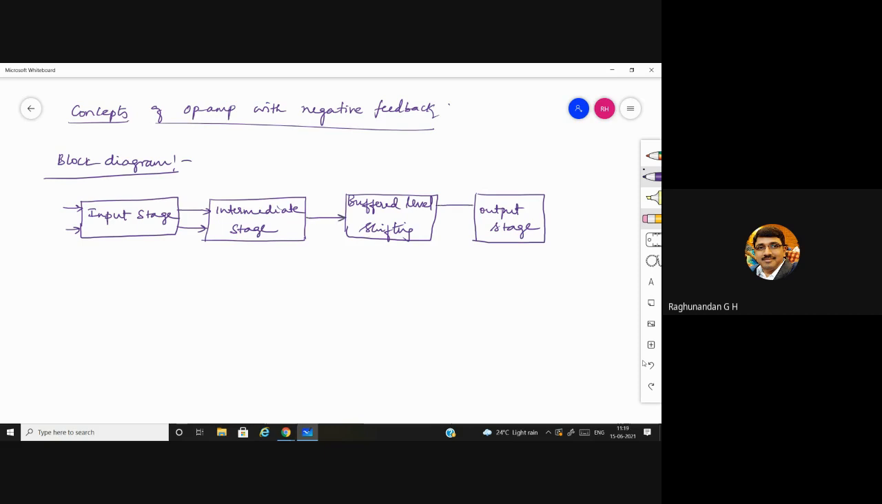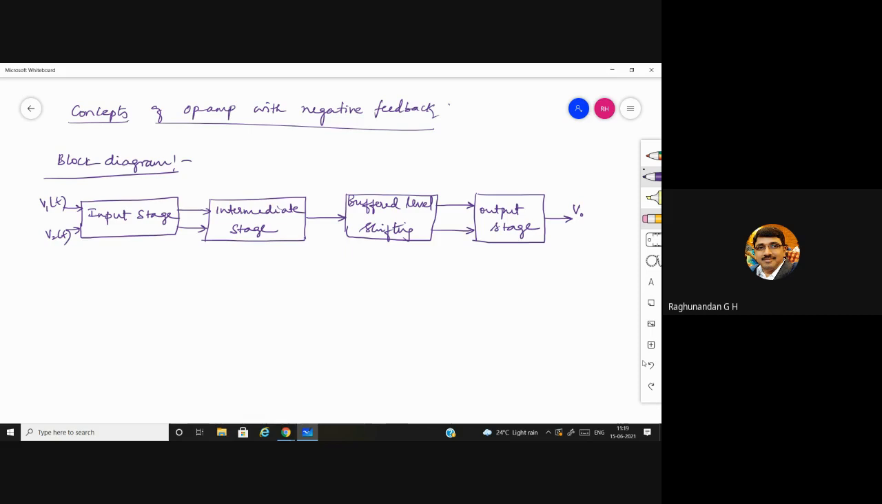See here the arrow marks, what we are using. Somewhere we are using 2, somewhere we are using 1. It has its own meaning. We are not simply writing it. V1 of t and this is V2 of t.